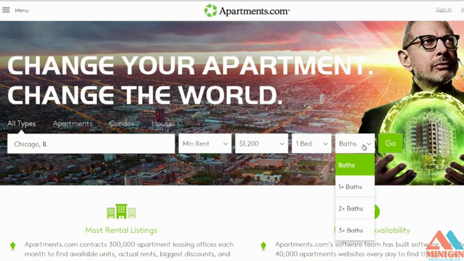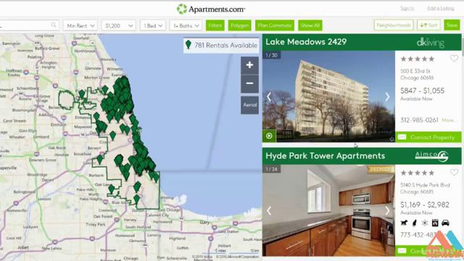And baths. How many bathrooms do you want there to be? We'll just look at 1 bathroom. Okay, so here's the city of Chicago. And it begins giving us our options, but right now it's listing 781. So we need to narrow down our search even more. And they have several pretty cool ways of doing this. So we can click on their filters.